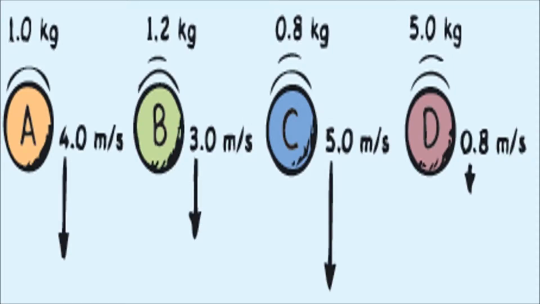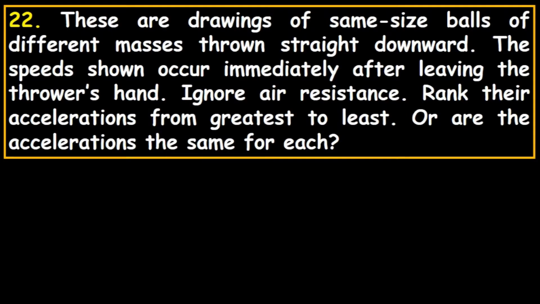Well, they're falling, so they're in a gravity well. So I don't know, what do you think? Try to reason it out. Remember, you can always stop, rewind. All right, so what do we do again? It says these are drawings, and so on. Rank their accelerations from greatest to least. Or are the accelerations the same for each?